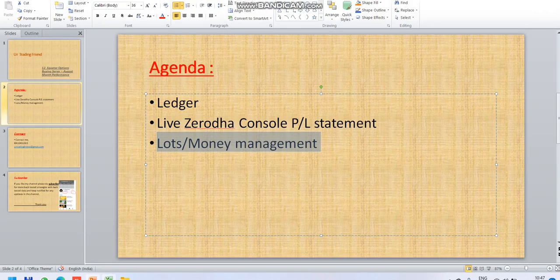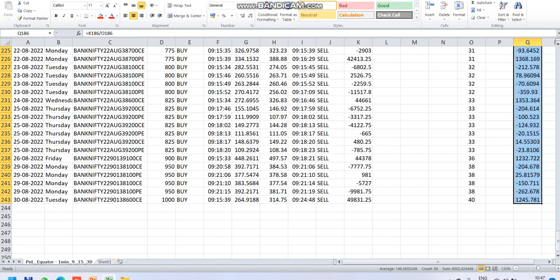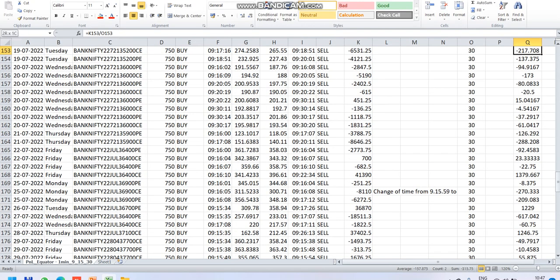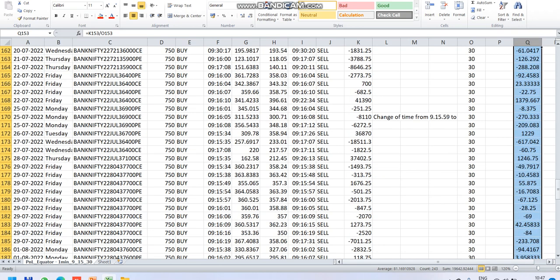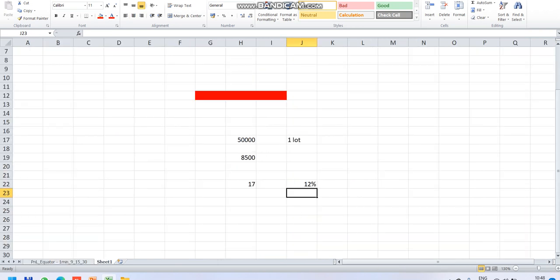And for 3 months, I'll show you the performance. I'll select the entire Q column. I gained 19,642 for 3 months. It will be per lot, it is 50,000, right?